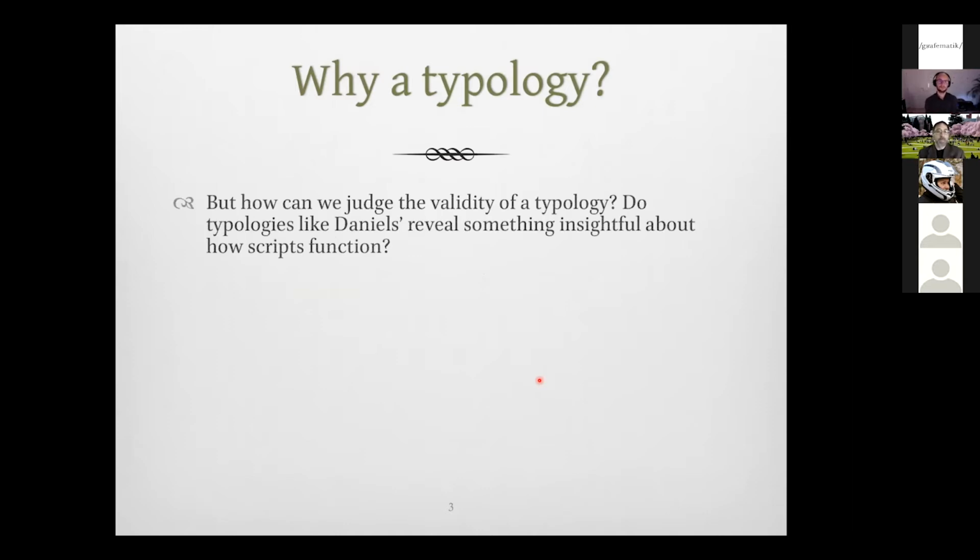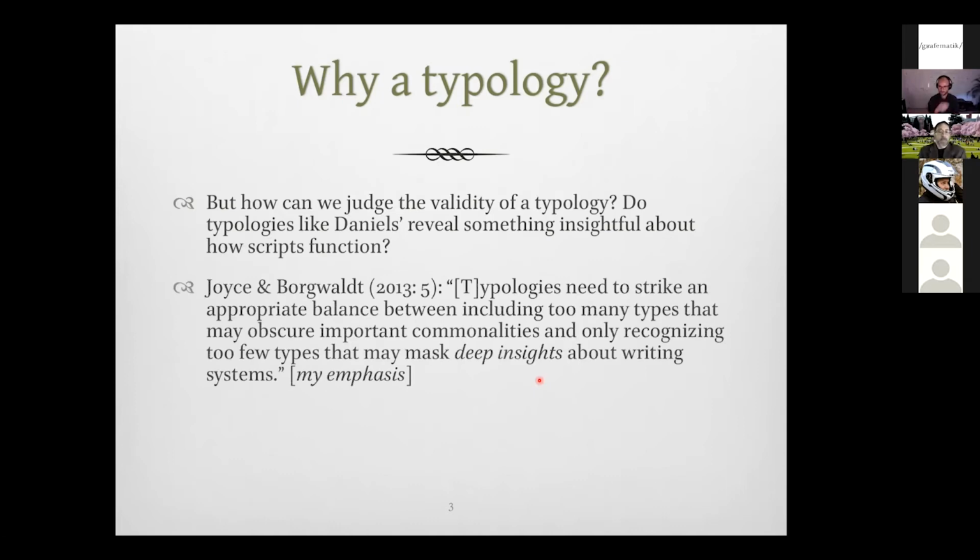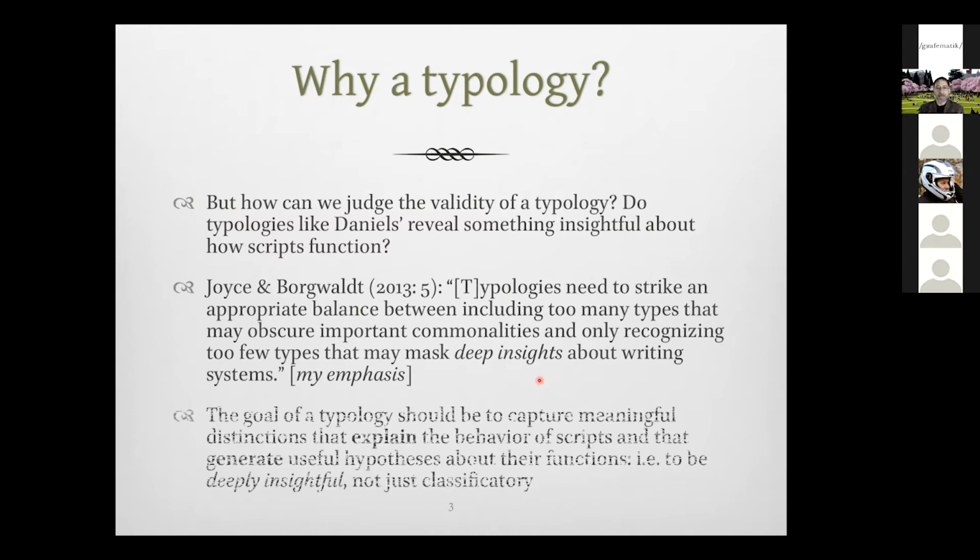I'm more interested in the broader question of how we can judge the validity of a typology and whether typologies like the one I just showed you reveal something insightful about how scripts function. Joyce and Borgwaldt, in the introduction to a volume on writing typology, say that typologies need to strike an appropriate balance between including too many types that may obscure important commonalities and only recognizing too few types that may mask deep insights about writing systems.